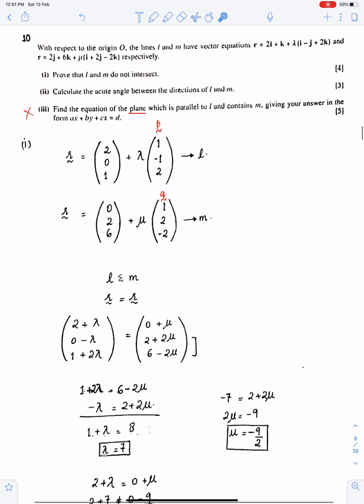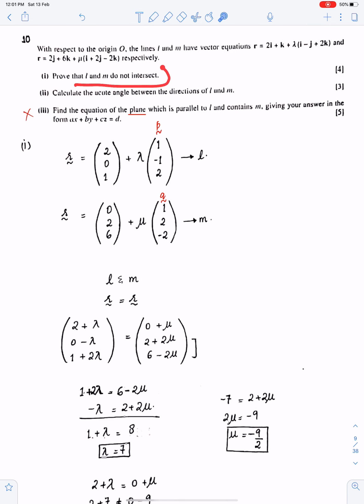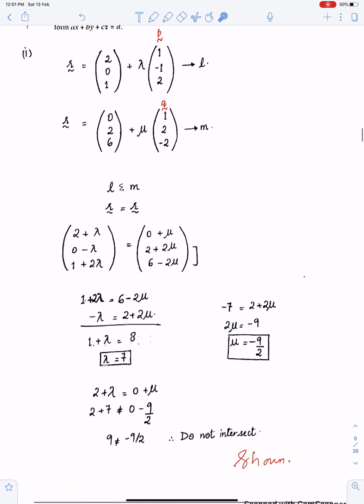Question number 10, first part, show that the lines do not intersect. This is so simple. First equate their r's, get 3 equations, solve 2 equations for the values of lambda and mu. We solved these 2 equations and we got these values of lambda and mu. Now substitute these values into this equation because we did not consider this equation for solving. This equation will not be verified. Therefore, lines do not intersect. Or you can say lines are skew. When lines do not intersect, they are said to be skew lines.